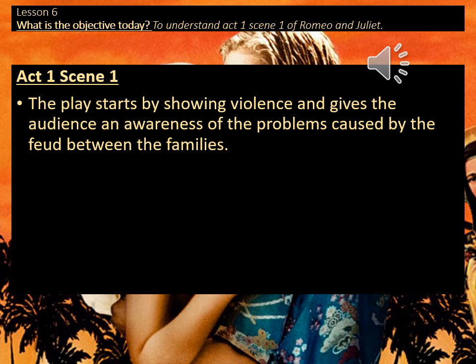We're going to dive straight in with lesson 6 because this is all about Act 1, Scene 1, and there's quite a lot to get through. So in this scene, we start by showing the violence between the two families, and it gives that awareness to the audience of the problems caused by this feud.